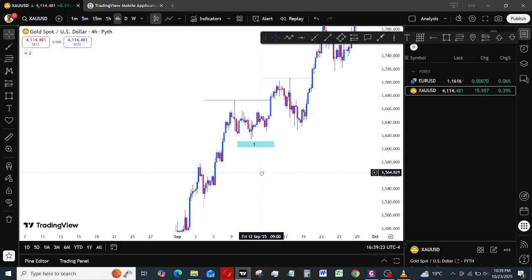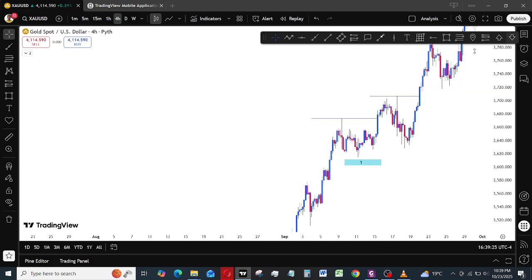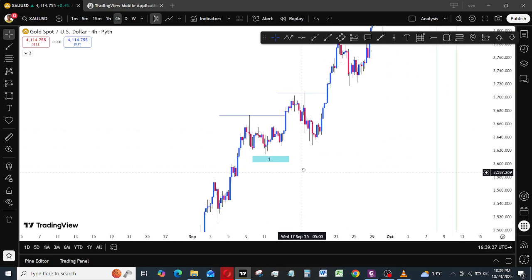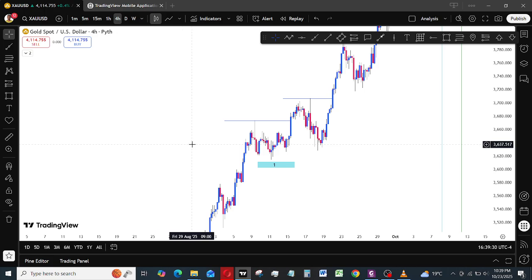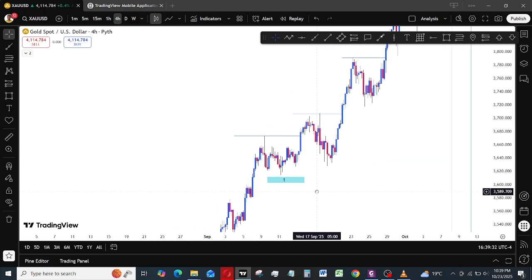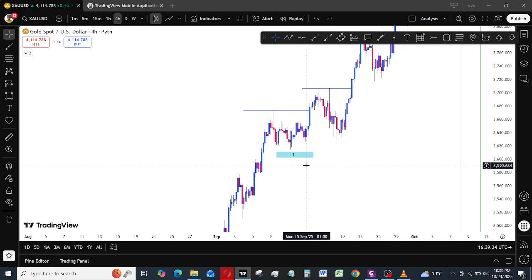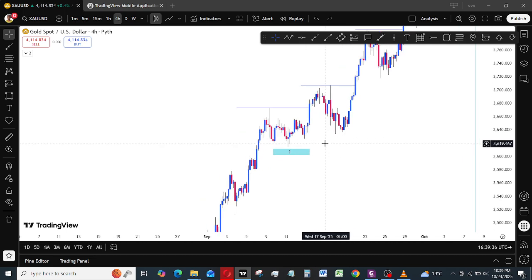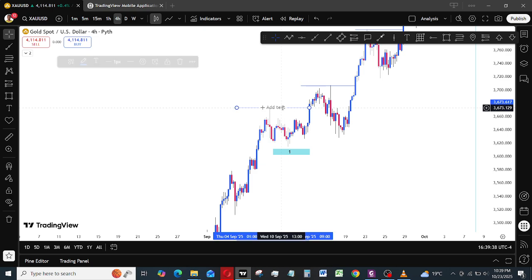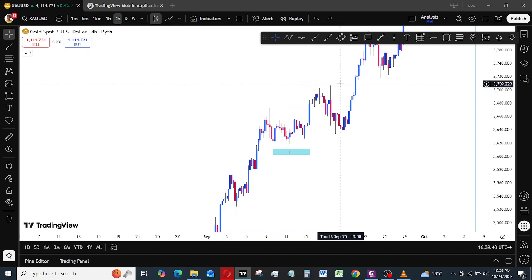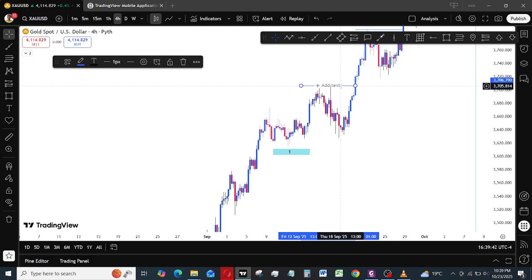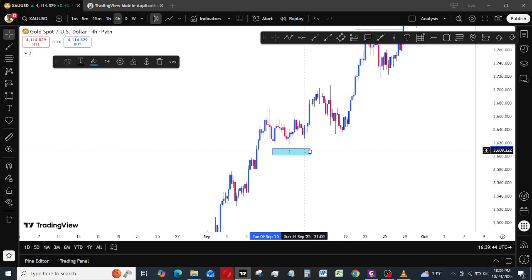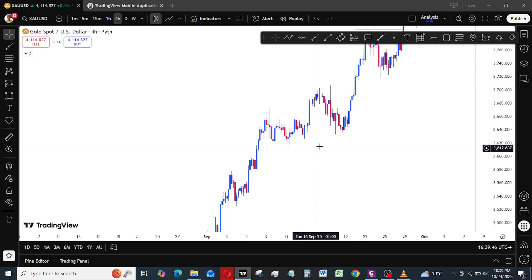Here on the gold chart, let me start on the H4. I've just noted down things that I consider most of the time before I look at anything on the chart. Let me delete everything. This is how I begin my market structure.